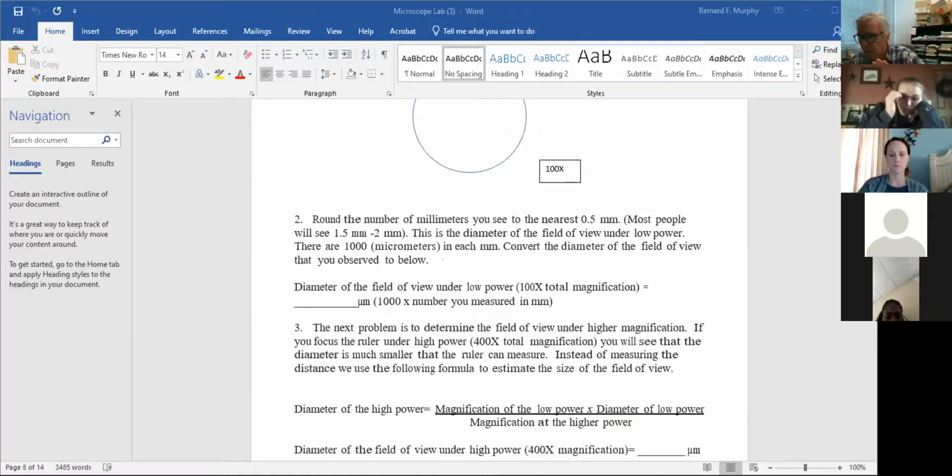Right? So you gotta know how this works, because I could give you that on the quiz. I could say, okay, here's the diameter field of view under this power objective. If we had this power objective over here, what would be its diameter field of view? So it might be a little bit of math on the next lab quiz. I'm not saying it will be.